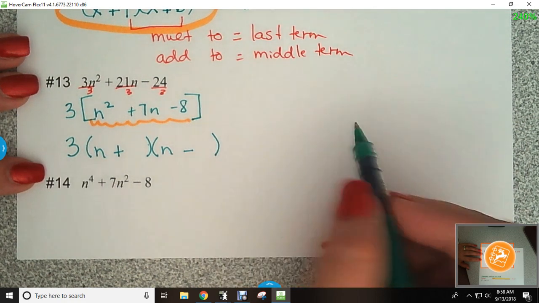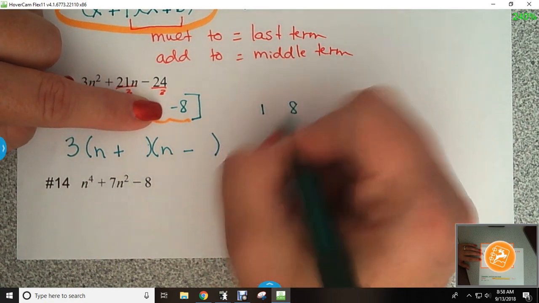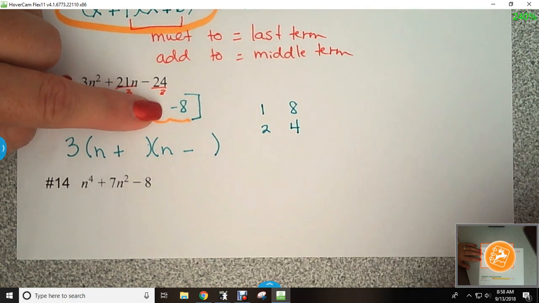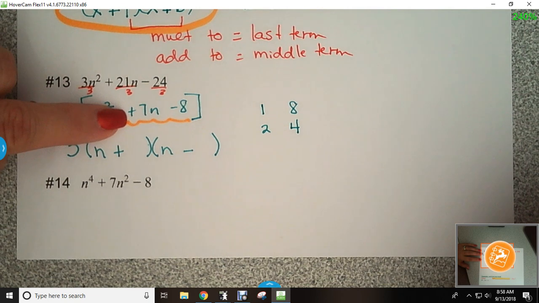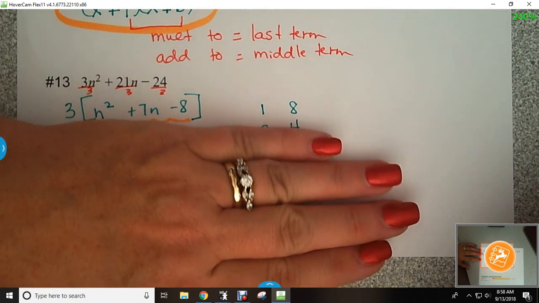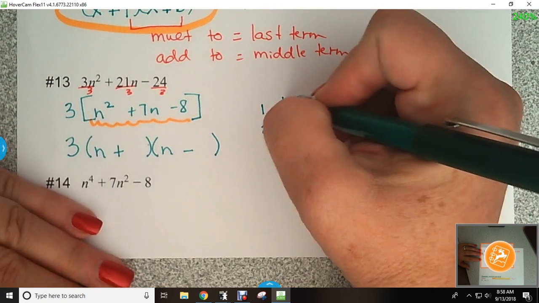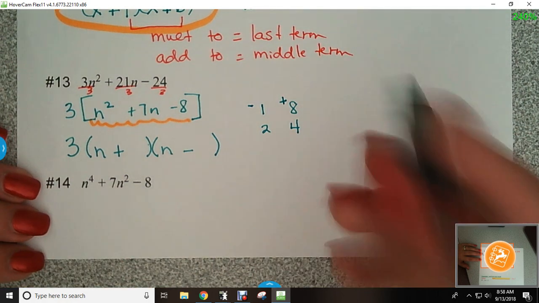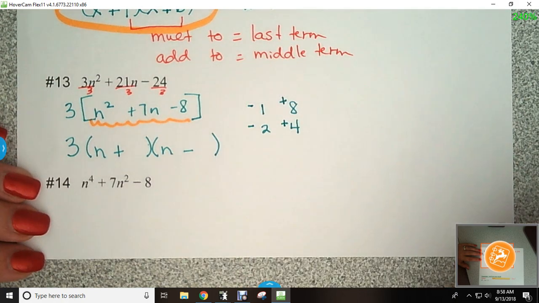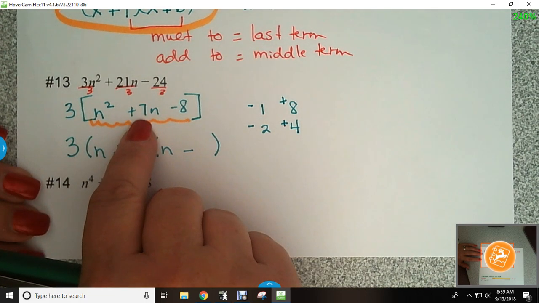And then I'm going to come over here and list my factors of 8. To multiply and get 8, I can do 1 and 8, or I can do 2 and 4. Here's where you've got to be picky about which one is positive and which one is negative. Okay, look at your middle term. Because your middle term is positive, in this pair, your big factor is going to be positive. So my 8 will be positive, the 1 is negative. In this pair, the big factor will be positive, the small one will be negative.